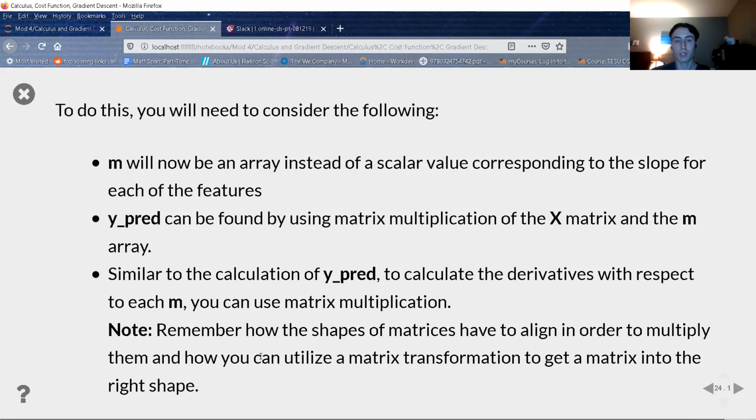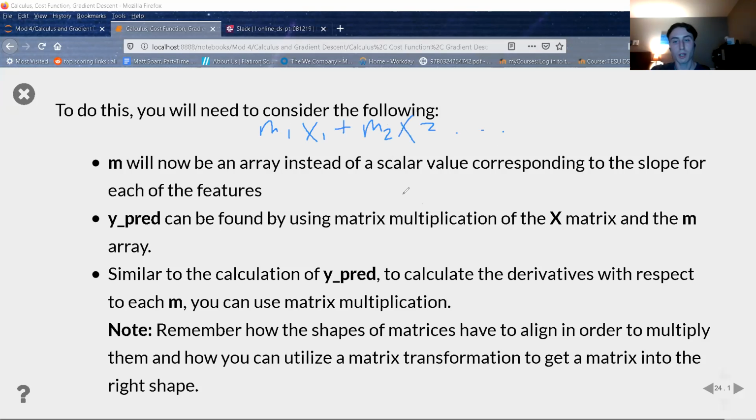So I have a couple of guidelines here, things you'll have to consider in modifying the function. It's really only 3 changes, 3 of the lines. Your slope, instead of just having one scalar value like in y equals mx plus b, you're going to have an m for each of your features. So you have m1, x1, m2, x2, and so on and so forth. So you'll have to make your m an array, basically.